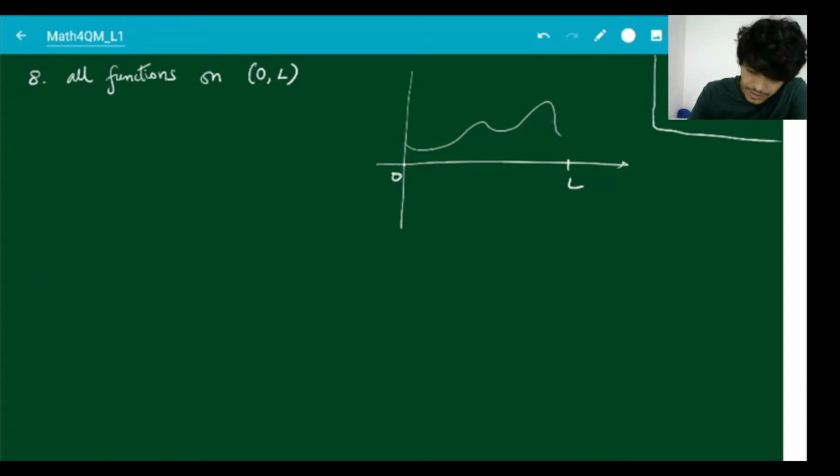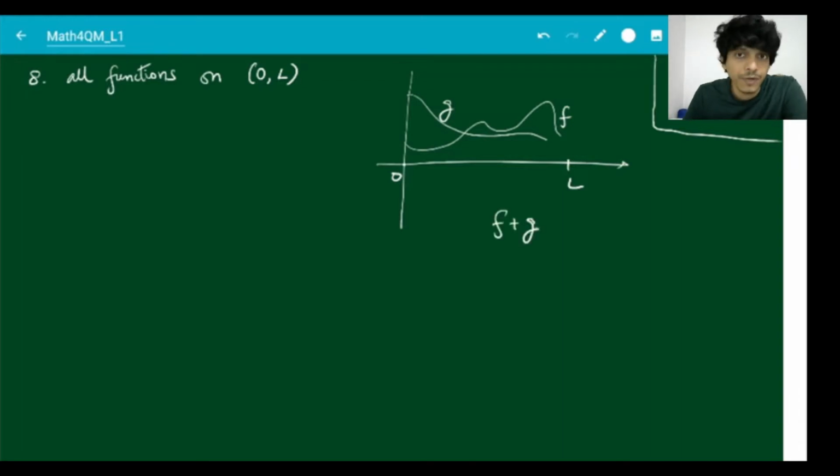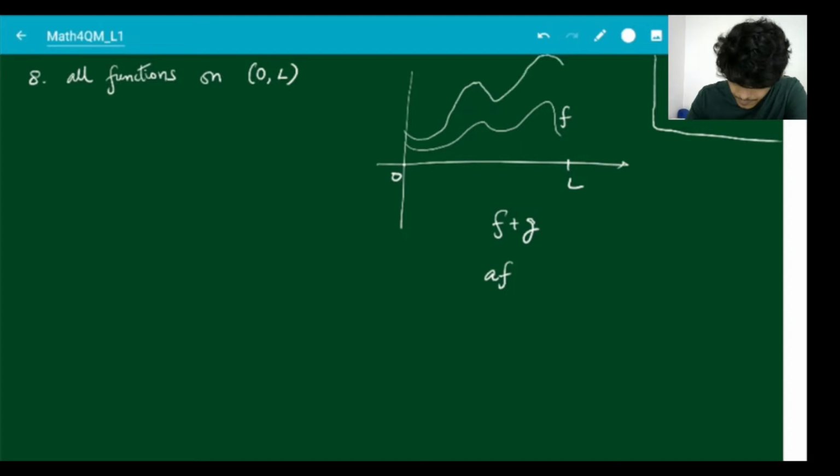If I take one function f and some other function g and add them up, is this also a function? Yes, this is also a function on 0, L. If I take any function f and multiply it by a scalar number a, then a times f will just scale it by a certain factor. So that is also a vector. That's also a function defined on 0, L, so it belongs to the space.